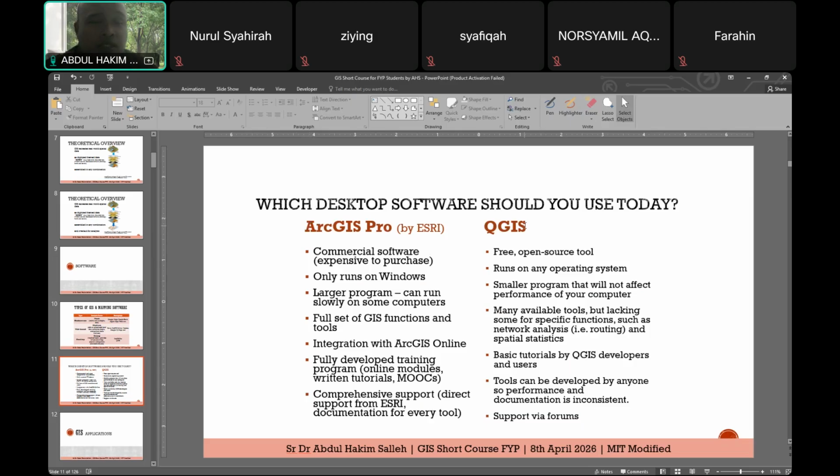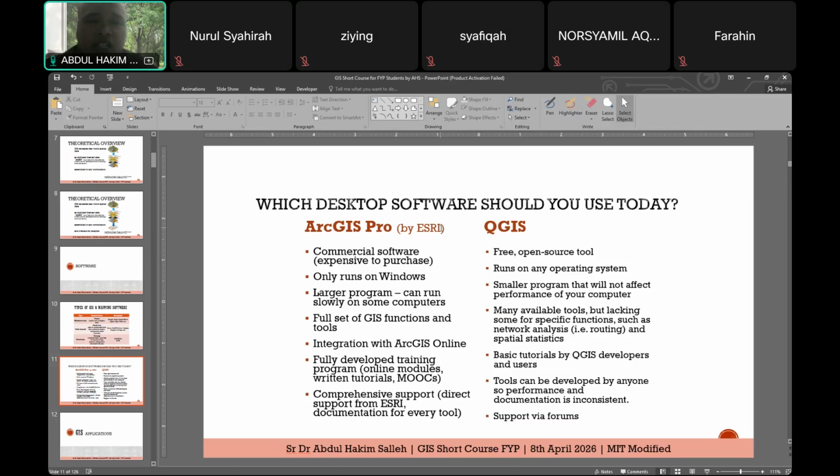Now, Quantum GIS is free to use. But of course there are pros and cons for both of these. First, ArcGIS is a single roof software. I mean, it is developed by Esri. Therefore, it doesn't allow too many modifications by the researchers.